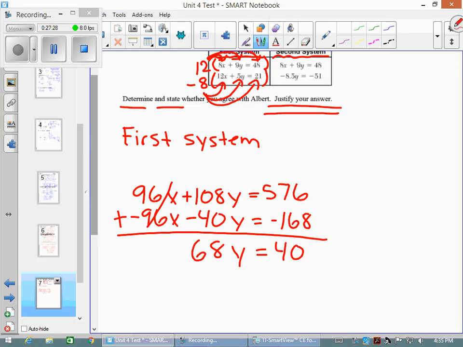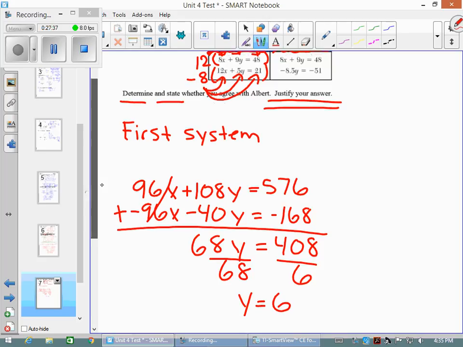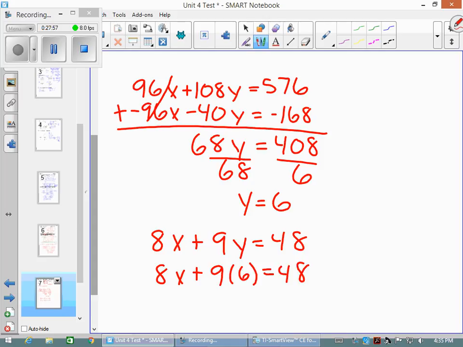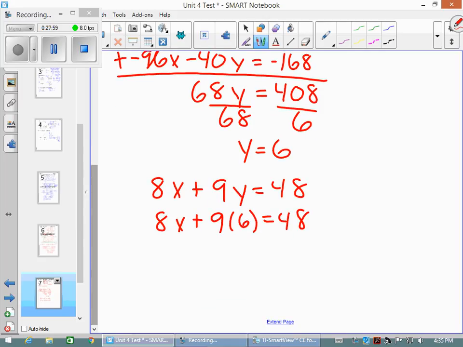Now, I'm solving a system of equations, so not only do I need my y, I need to find my x variable. So you can use either equation, and for y, I'm going to plug in 6. So 8x plus 9 times 6 equals 48. I now just want to solve for x. 8x plus 54 equals 48.